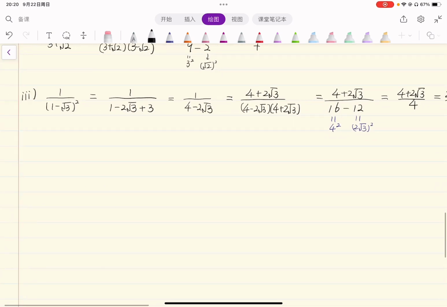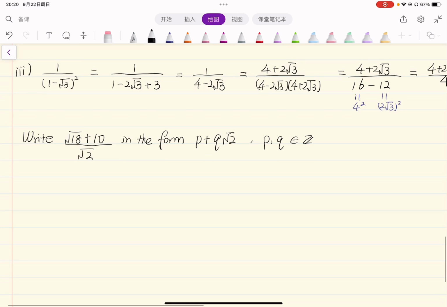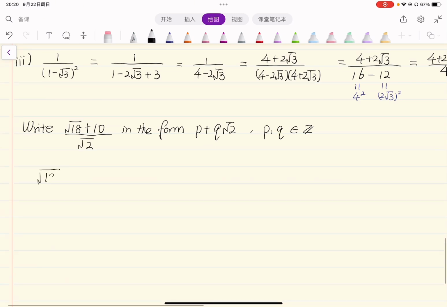Let's see an exam question. Square root of 18 plus 10 over square root of 2, in the form p plus q square root of 2, where p, q are integers. So how do we do that? We need to rationalize the square root of 2 in the denominator over here. So we need to times the square root of 2 on both numerator and denominator.